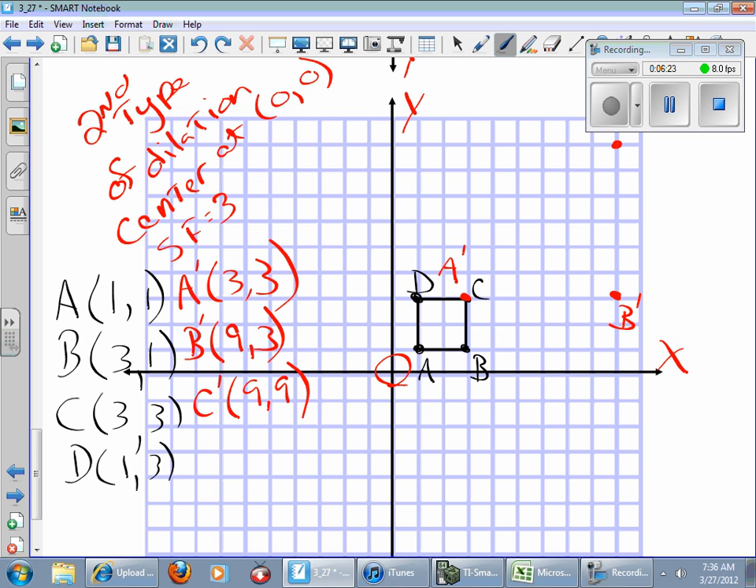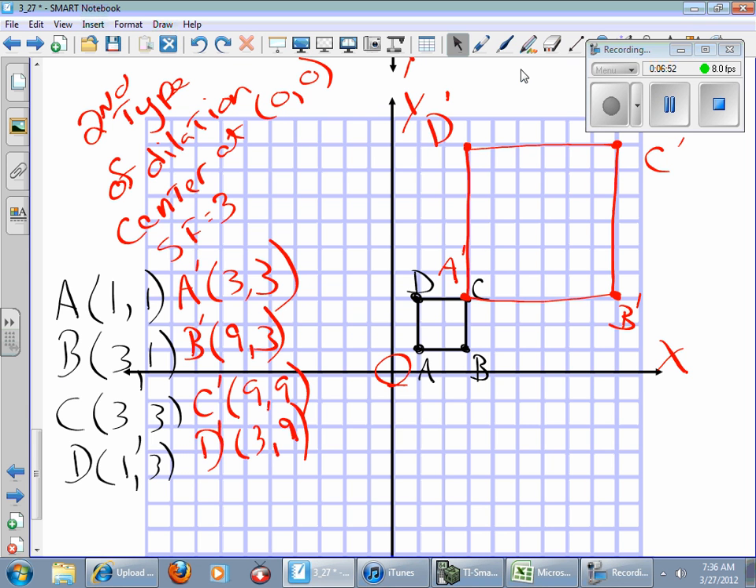Should be right about there, I think. And D prime goes to 3, 9, excuse me. So 3 and then 9 would be right there, and there's D prime. And notice I have a perfect square. It should be 6 by 6 on a side, and its area should be 9 times greater.